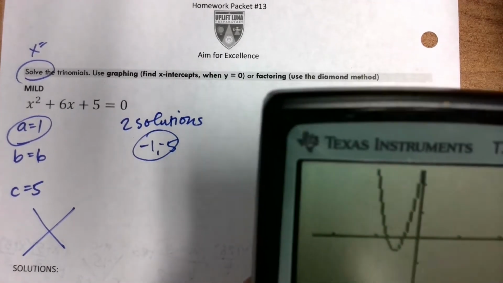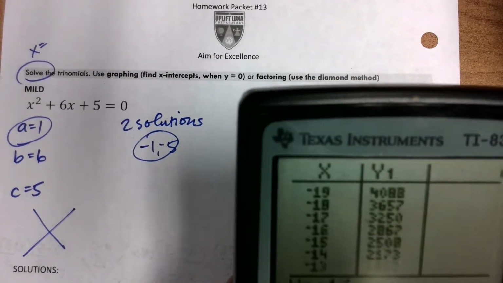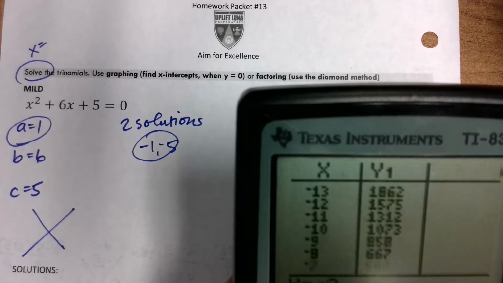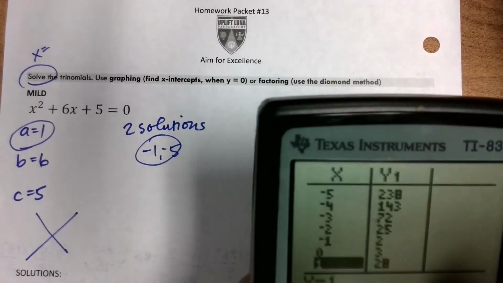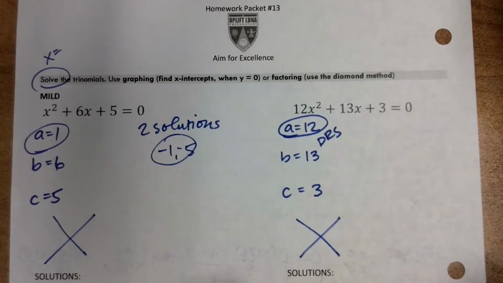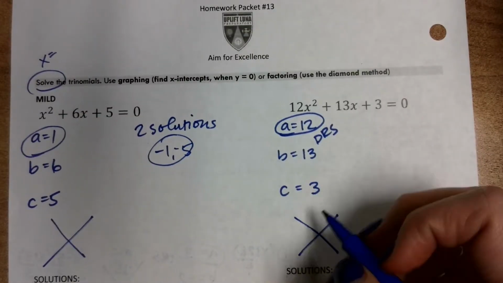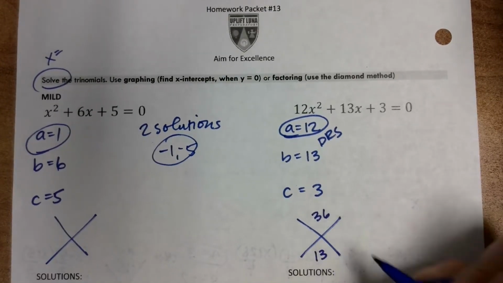Where Y is 0? Ooh, it's going to be a small number. And so we can't find it on the table. So this means we have to do this by graphing or by factoring. Got him. This is 12 times 3, which is 36, and then 13.